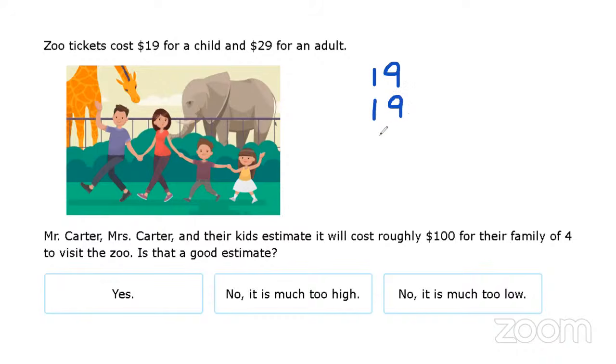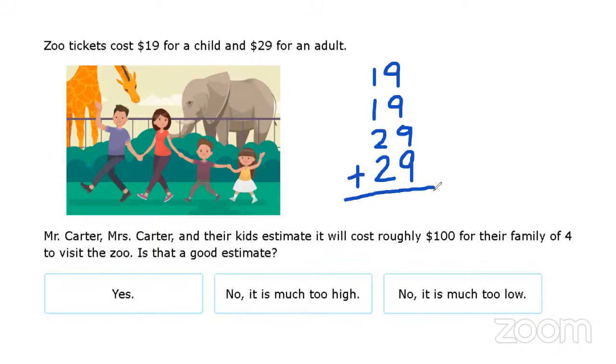$29 for the adult, and it's two adults: 29 for Mr. Carter, 29 for Miss Carter. Now, let's look at it from this angle. We could first go ahead and add all four of these. That is one way to think of it. And whatever answer we get, we see if it's roughly $100.